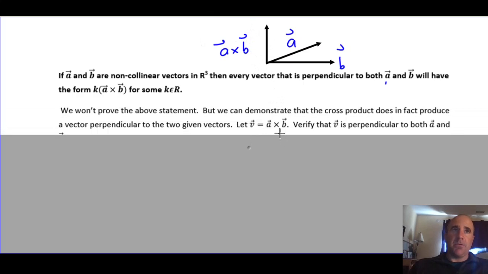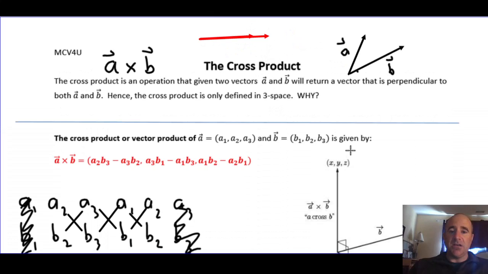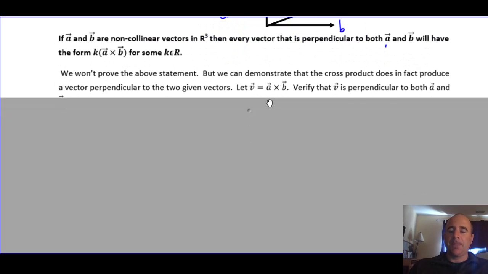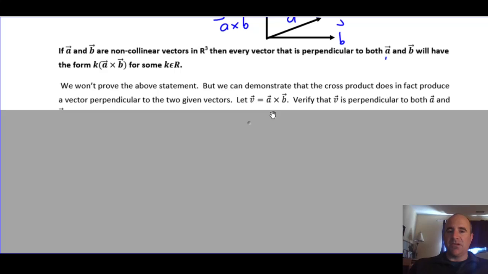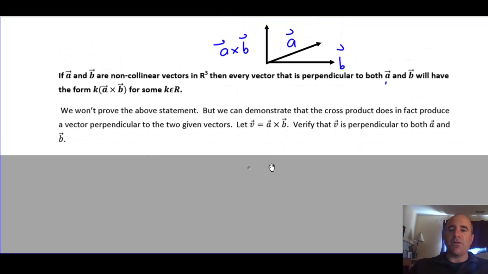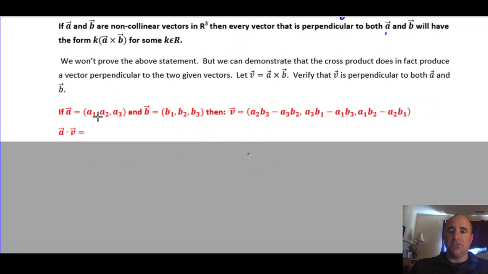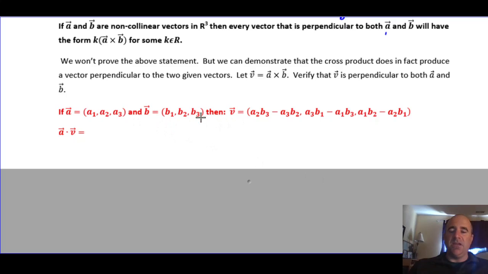How did they come up with the cross product formula? Well, if you like, you could look in your textbook, and they do explain how they come up with this formula. It's pretty long and a little bit complicated. To me, I'm more of a fan of, look, somebody's come up with that. We can prove that it works. For example, if A is equal to A1, A2, A3, and B is equal to B1, B2, B3, then according to the formula from the first page, if V is equal to A cross with B, then V is this vector right here. I can dot A with V and show that A and V are in fact perpendicular.